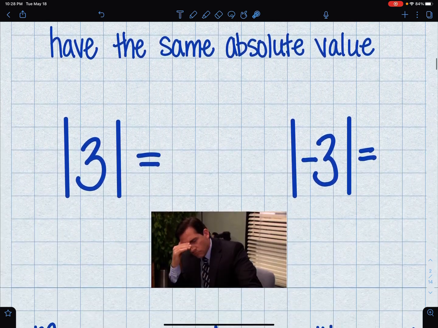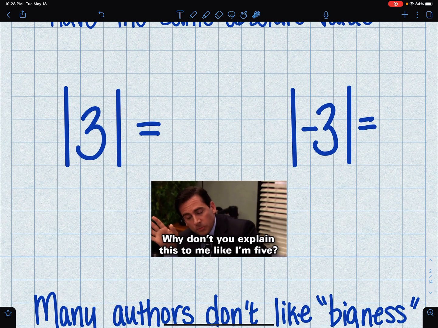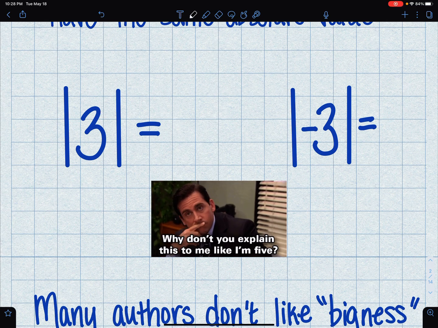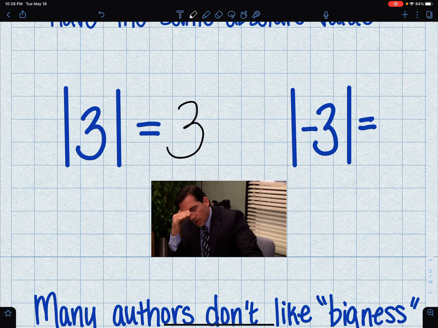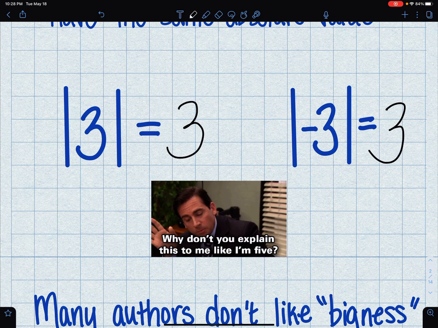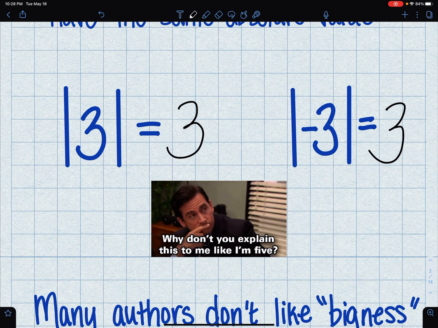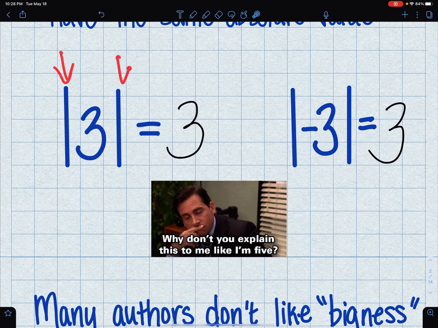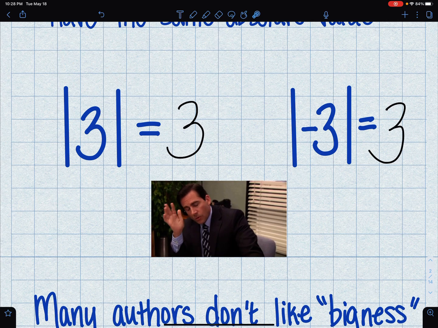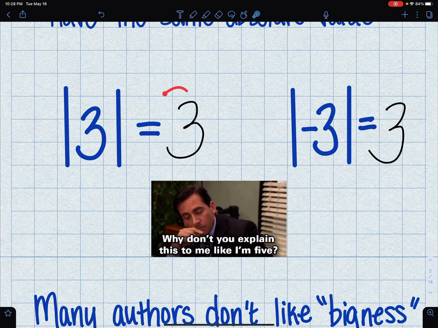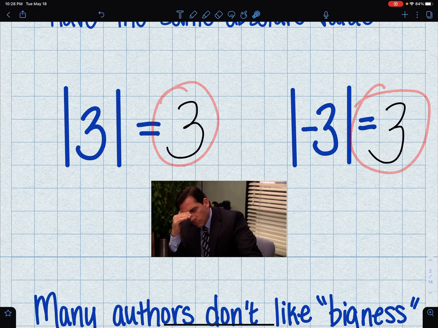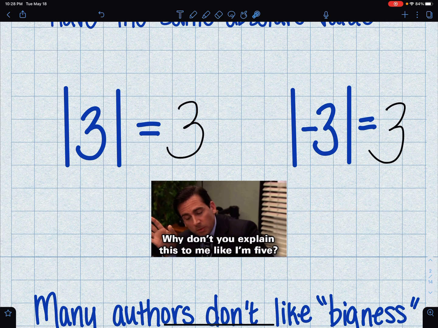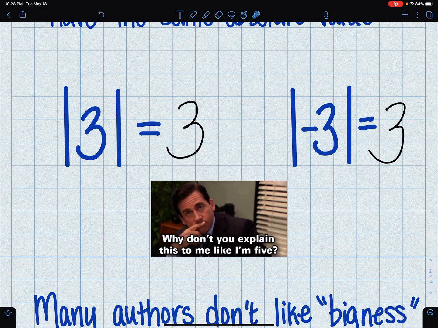Okay. So when we're looking at the absolute value of +3, it's going to be 3. When we look at the absolute value of -3, it's going to be 3. So you designate absolute value by these lines, one on either side. And these are both the same magnitude. Here, Michael Scott is like, can you explain this to me like I'm a 5-year-old?